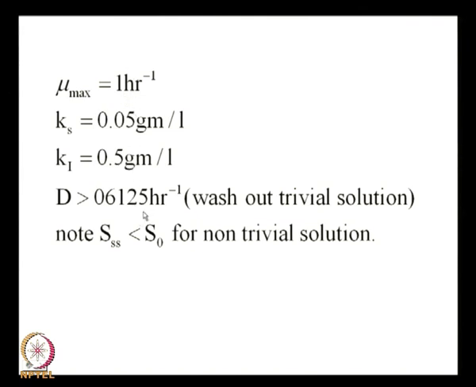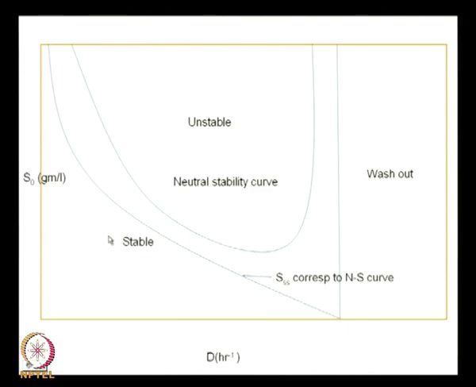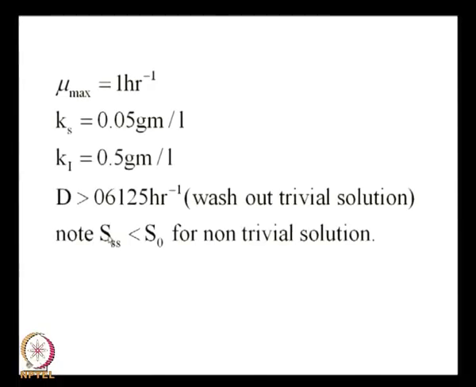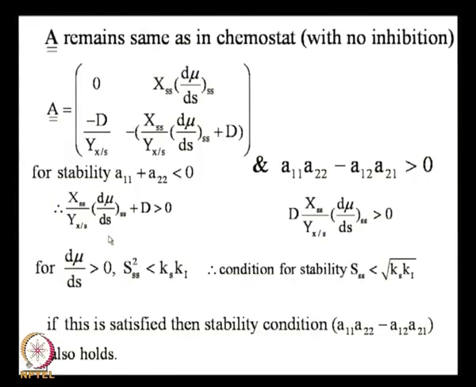So, D is less than mu max, that is ensured, number 1, and number 2, they are of the same order and they follow the stability criteria. Okay. So, that in a way concludes our discussion on stability of these states.